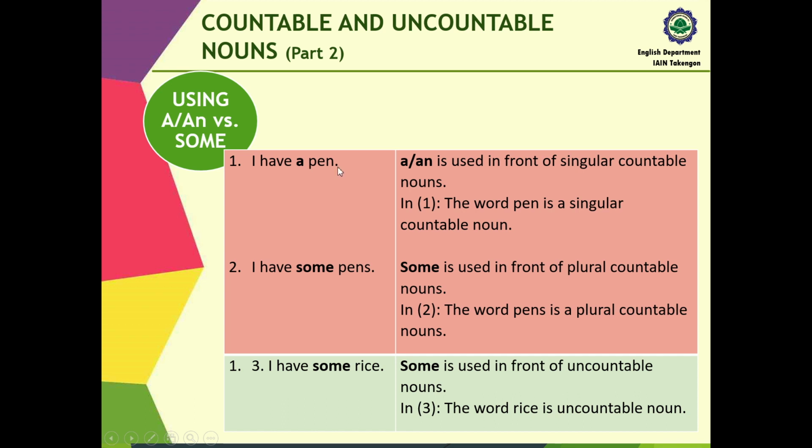First, I have a pen. A or an is used in front of singular countable nouns. In one, the word pen is a singular countable noun. This is what we have discussed before. And now we have some. I have some pens. Some is used in front of plural countable nouns. So plural, jamak.